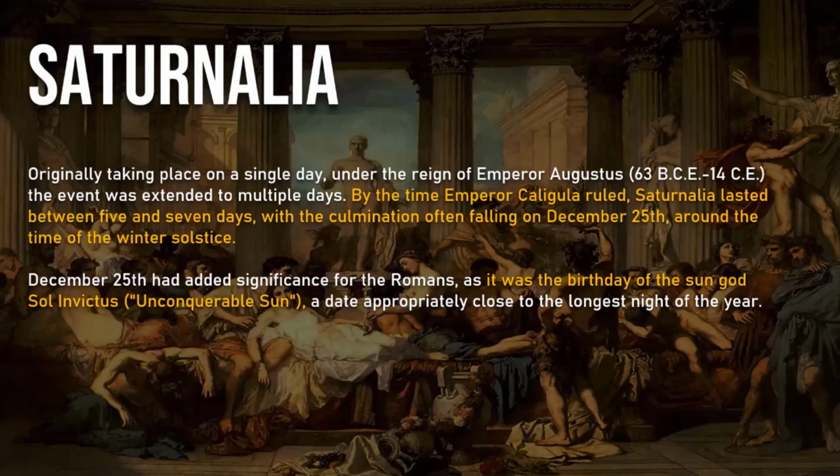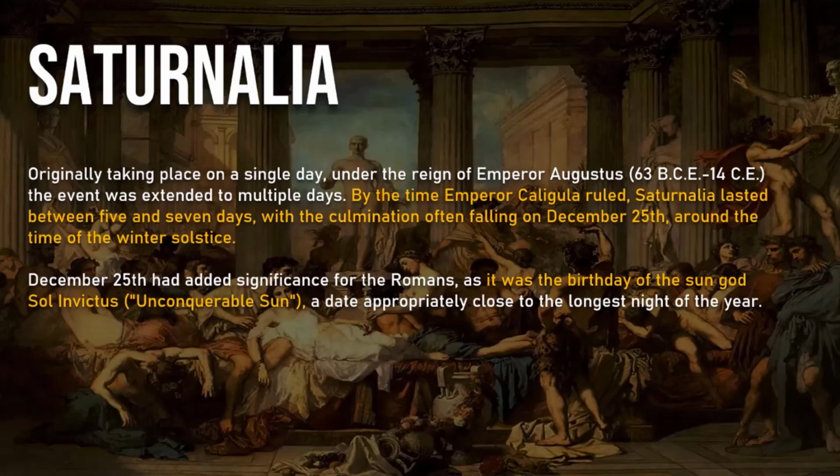Saturnalia originally took place on a single day under the reign of Emperor Augustus, 63 BC to 14 BC. The event was extended to multiple days. By the time the Emperor Caligula ruled, Saturnalia lasted between 5 and 7 days, with a culmination often falling on December the 25th, around the time of the winter solstice. So Saturnalia went on for 7 days. On the final day, that's when everyone went all out. And the final day we'll get to in just a second.